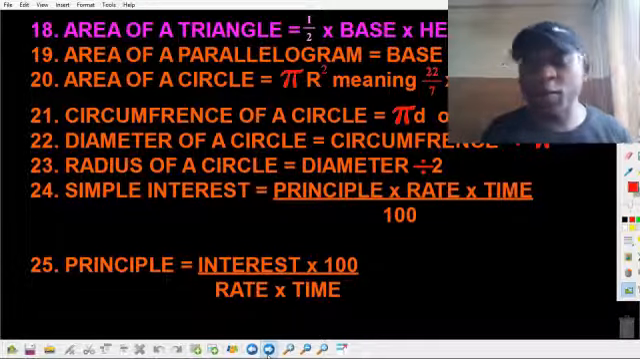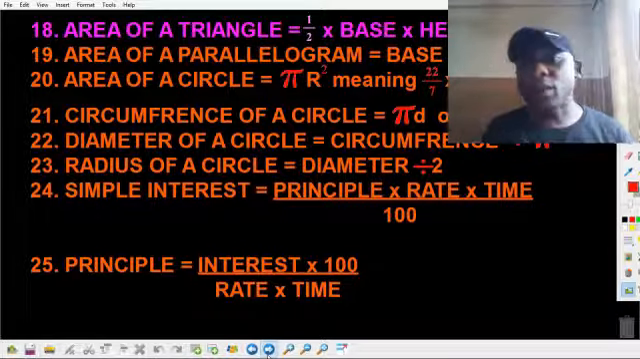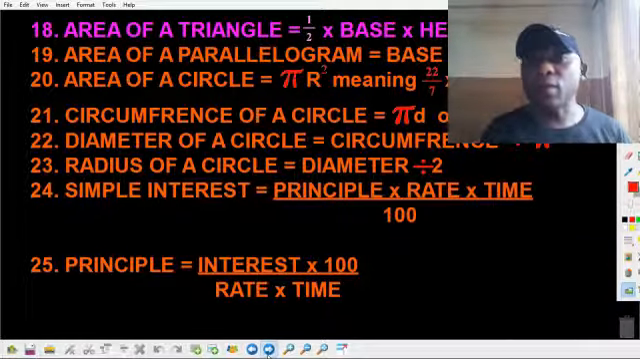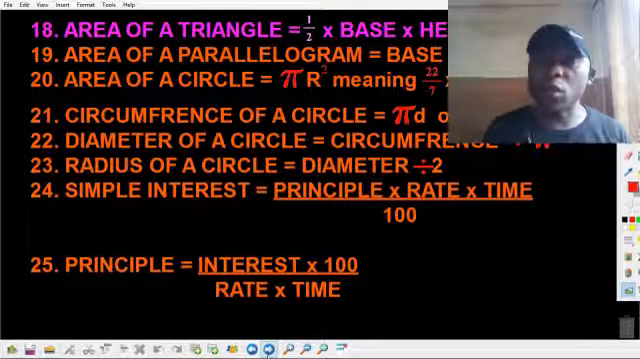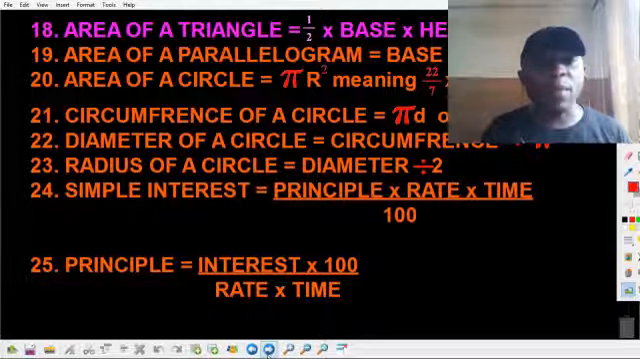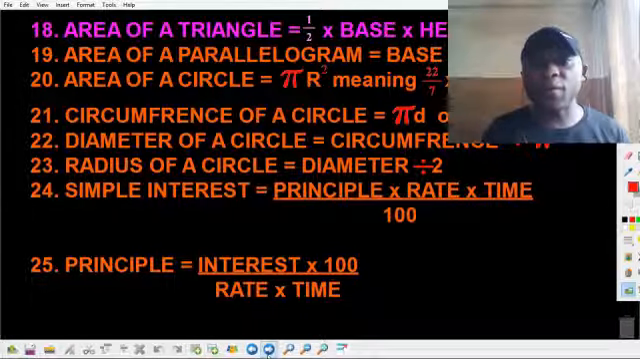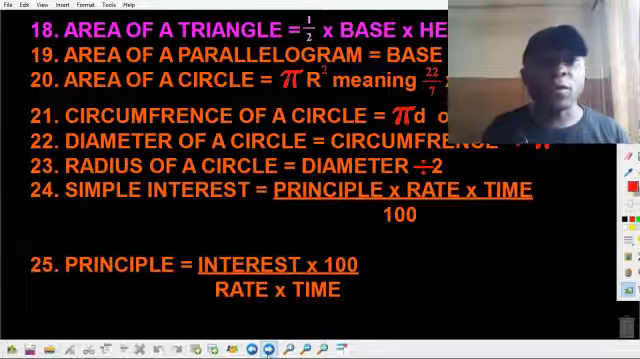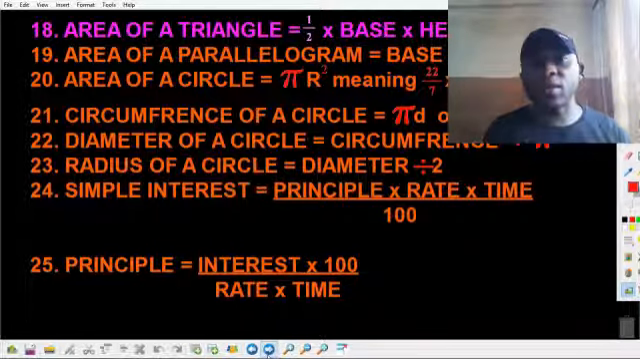Here we have two formulas for it, meaning that if you are given diameter, we use the first one. If you are given radius, we use the second one. Now for diameter of a circle, we say circumference divided by pi. For radius of a circle, we say diameter divided by 2.